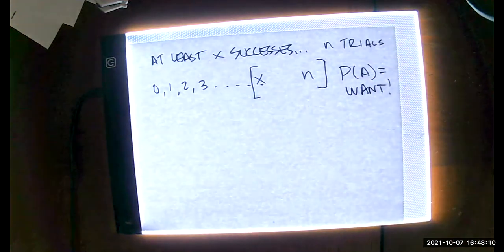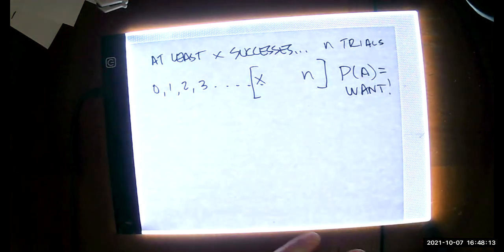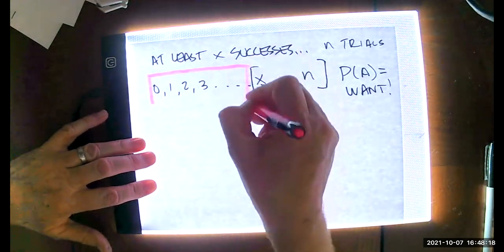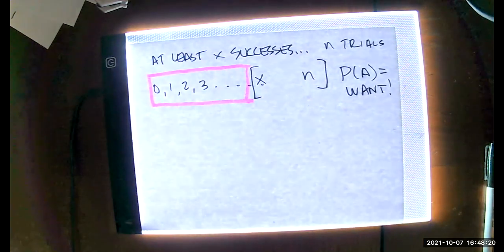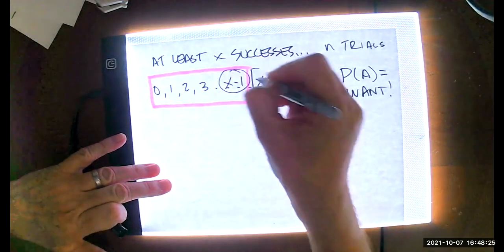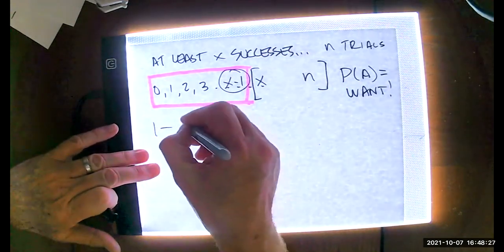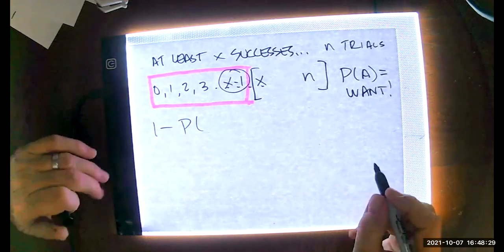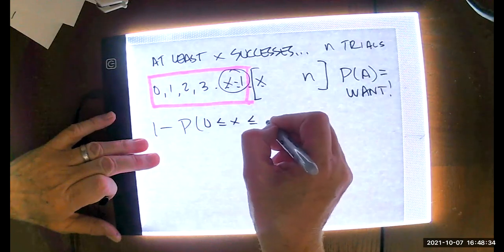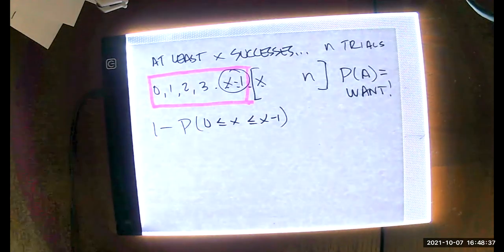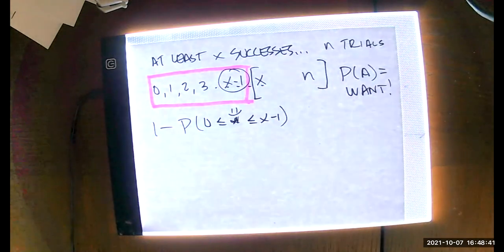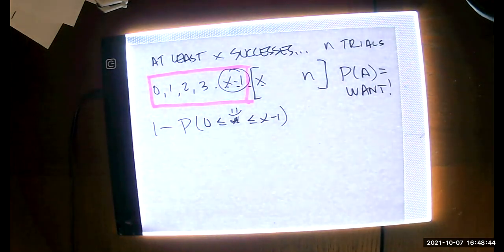But your calculator can't do that. It's got to work with the complementary argument because the cumulative distribution function starts at 0 and it counts up to, in this case, x minus 1. So it's 1 minus the probability of 0 up through x minus 1. That's horrible notation. Don't look at that. There we go.